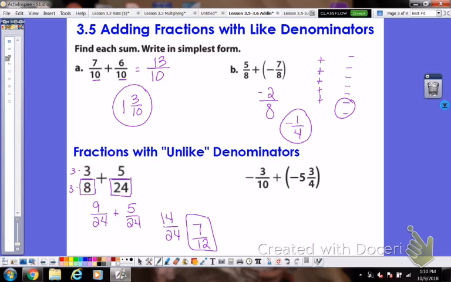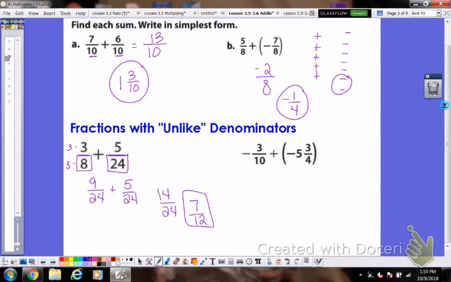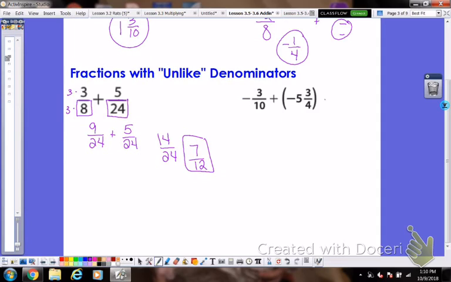And our next example, negative 3/10 plus negative 5 3/4. First off, we don't want to work with a mixed number. So we're going to leave this, just draw a line down here, negative 3/10 plus, remember we multiply and then add, 4 times 5 plus 3 gives us negative 23/4.